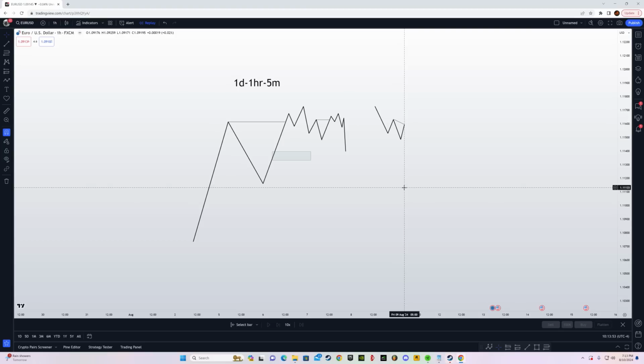Okay, so that is pretty much it. Just look for SMT divergences. There are 2 methods. The one is looking for SMT on the daily, and the other is looking for it on the 1 hour time frame. Now let me give you guys some examples.